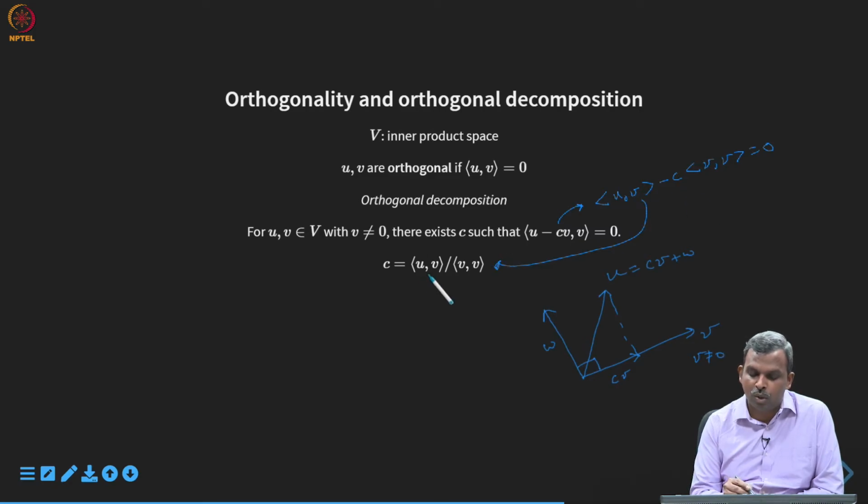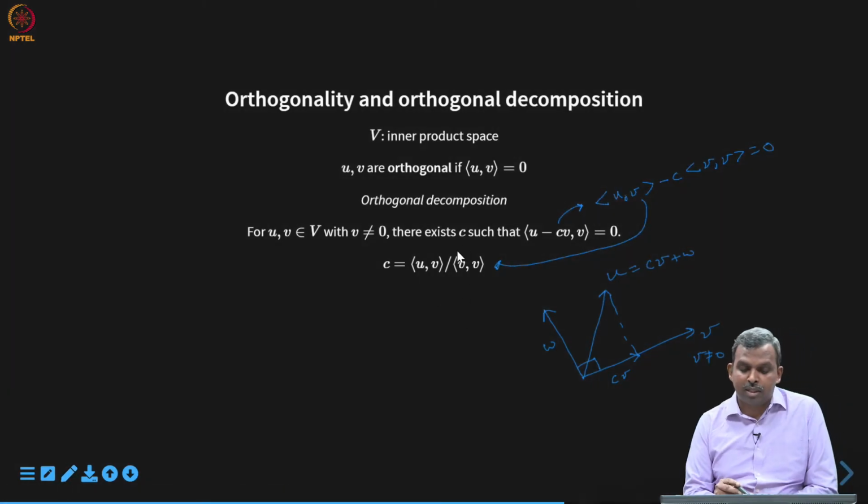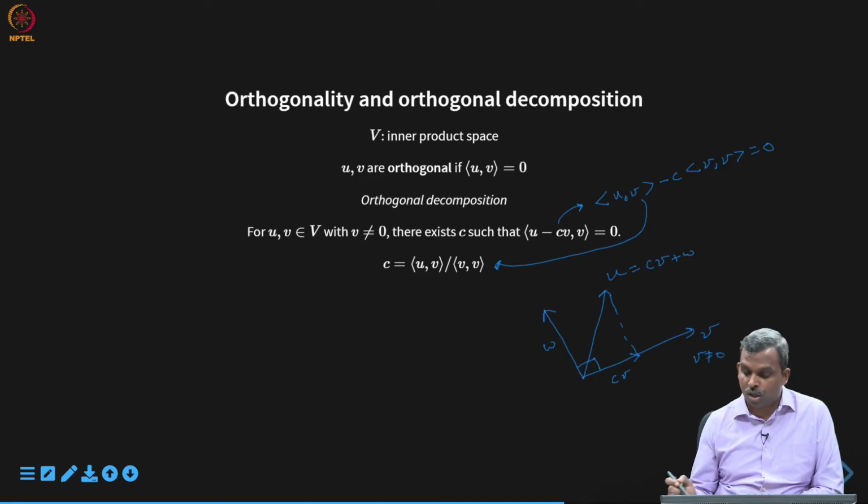And that directly gives you this relationship. C equals U comma V by V comma V. And V is non-zero, so V comma V is non-zero. So, this is a proper valid construction. There is always a scalar C such that U minus CV is orthogonal to V. So, you can make it orthogonal, and this gives you the orthogonal decomposition.